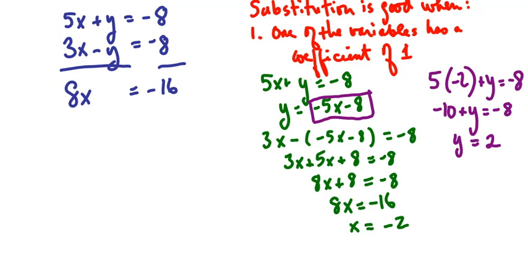But you can see how much quicker that was than doing that whole substitution method. And at this point I would still plug negative 2 into either equation and come up with y equals 2. So that's the power of the addition method. When you have two numbers that have the same coefficient and ideally opposite signs, we just add down.